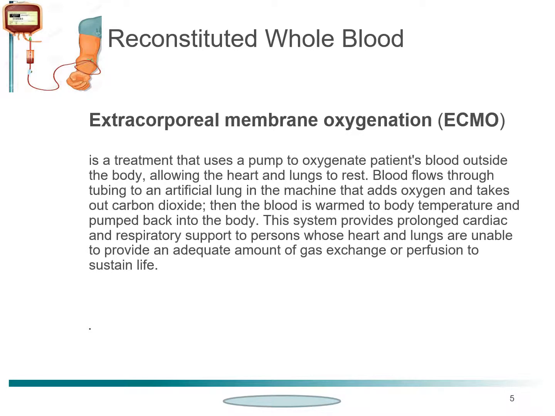Extracorporeal membrane oxygenation is a treatment that uses a pump to oxygenate patients' blood outside the body, allowing the heart and lungs to rest. Blood flows through tubing to an artificial lung in the machine that adds oxygen and takes out carbon dioxide. Then the blood is warmed to body temperature and pumped back into the body. This system provides prolonged cardiac and respiratory support to persons whose heart and lungs are unable to provide an adequate amount of gas exchange or perfusion to sustain life.